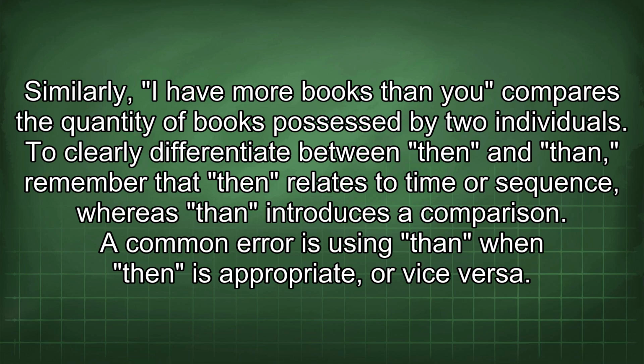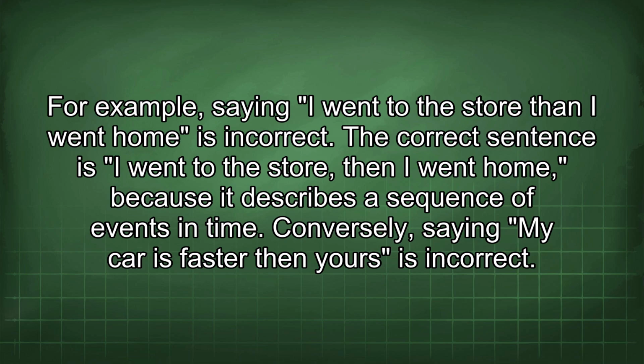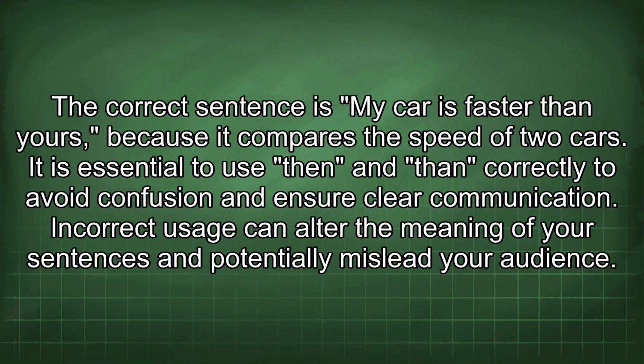To clearly differentiate between "then" and "than," remember that "then" relates to time or sequence, whereas "than" introduces a comparison. A common error is using "then" when "than" is appropriate, or vice versa. For example, saying "I went to the store than I went home" is incorrect. The correct sentence is "I went to the store, then I went home," because it describes a sequence of events in time. Conversely, saying "my car is faster then yours" is incorrect. The correct sentence is "my car is faster than yours," because it compares the speed of two cars.